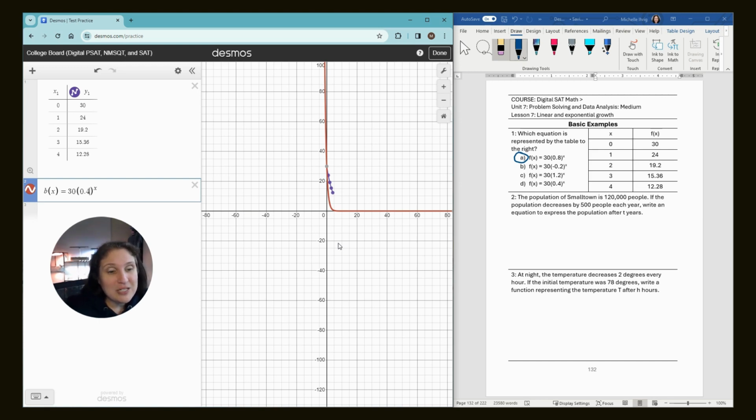All right, the population of a small town is 120,000 people. If the population decreases by 500 people each year, write an equation to express the population after t years. So this is a great example of the difference between exponential and linear. Linear is when we add or subtract the same number, like always 500, always 500. Exponential is when we use percentages, like interest in a bank, bacteria growth, or depreciation of a car, anytime that we would multiply.